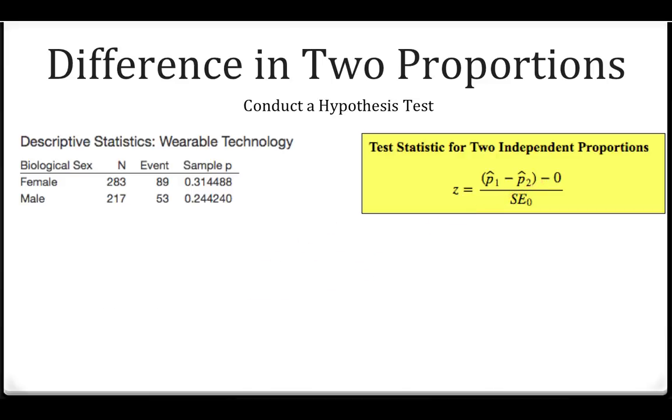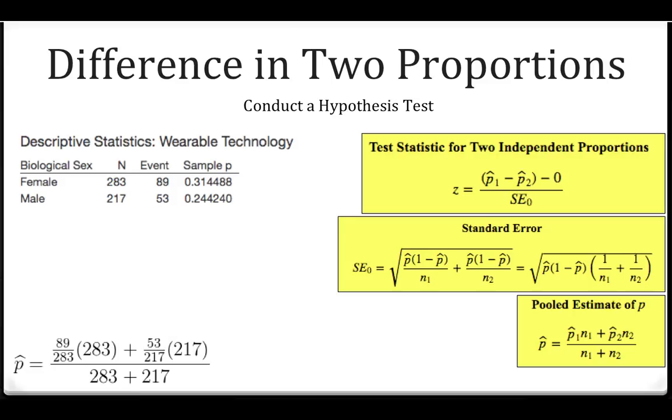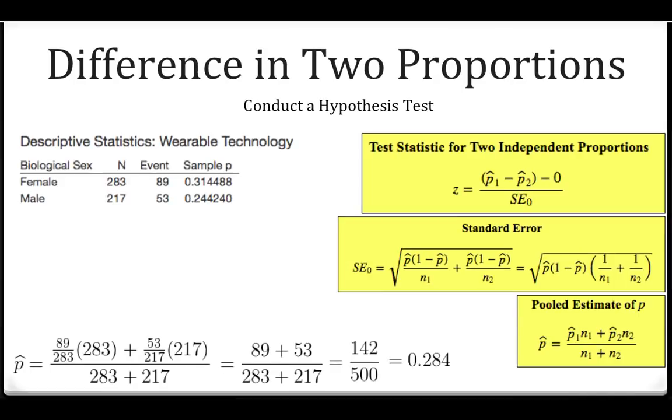The standard error formula we have here includes P hat, the pooled estimate of P. We're going to start by computing the pooled estimate of P. Note that P hat 1 times N1 is really the number of successes. So if we look at our fractions here, this turns into 89 plus 53 in the numerator, and then the denominator 283 plus 217. So it's taking both samples and combining them, and it's almost like saying if we ignored biological sex, what would the overall sample proportion be? In this case, 0.284.